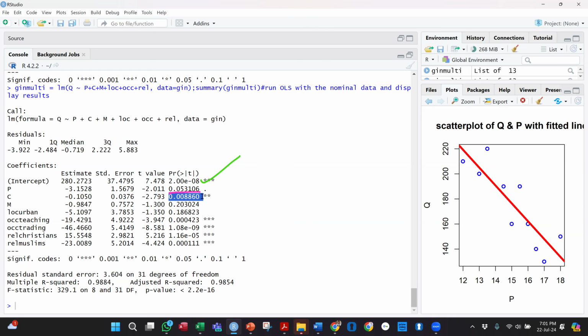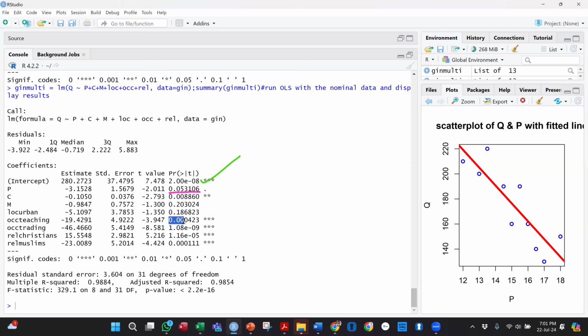After converting it to 2 decimal places, is it significant or not significant? You can check. If you convert it to 2 decimal places, it's going to be 0.01. That is 1%, which is less than 5%, and therefore is significant. Income, if you look at it, is 20%, and therefore it is insignificant. Location urban is 19%, and therefore it is insignificant.